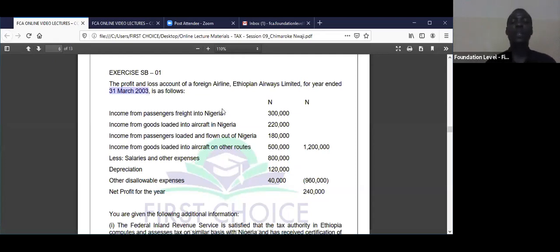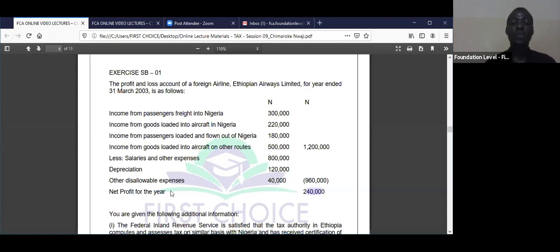Now, look at all of these. Forgive me, the line did not come up. There was supposed to be a line here. When you add 300 to 220 to 180 to 500, you are getting 1,200,000. Now, when you add 800 to 120, that is 920, plus 40, that's 960. This is the 960. You now less it. This is your profit for the year.